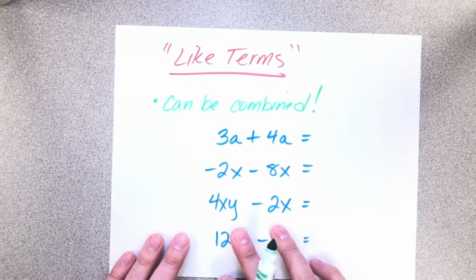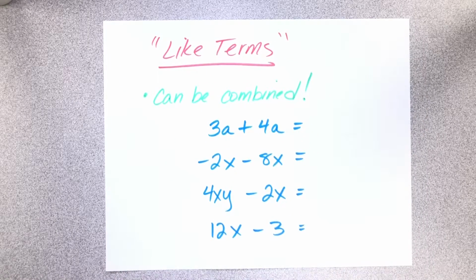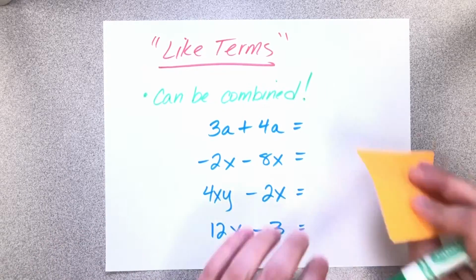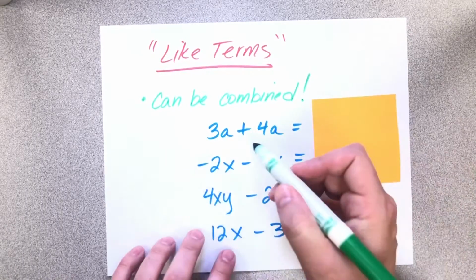While we're discussing terms, we need to talk about something called like terms. You will hear a lot about this in algebra. Like terms can be combined. What do I mean by like terms? Like terms will have the same combination of numbers and variables. The same way if you take 5 plus 6 gives you 11, you can combine those because they are both numbers. So take a look at some examples.